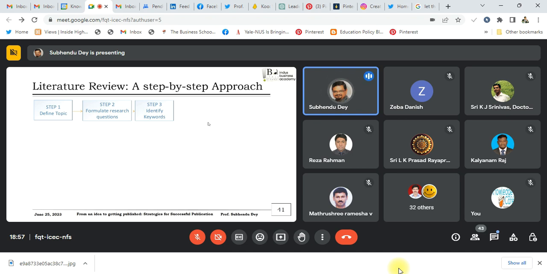You have ProQuest, you have Emerald Insight, you have EBSCOhost, you have JSTOR, you have Google Scholar as well. So you can look at any of these databases, or you can also look at some of those industry databases, CMI, IMIS, etc., and get your required information, required papers, required data from there.